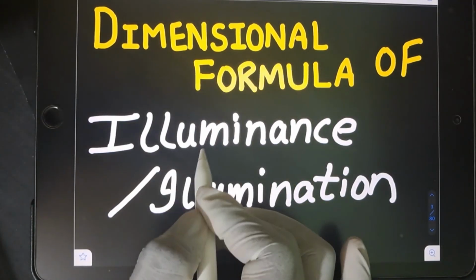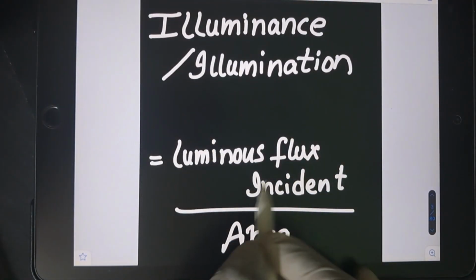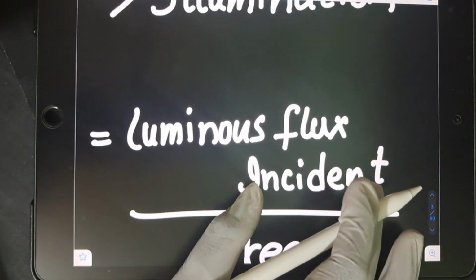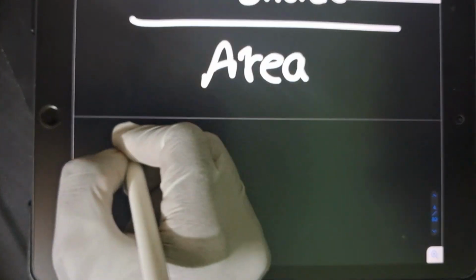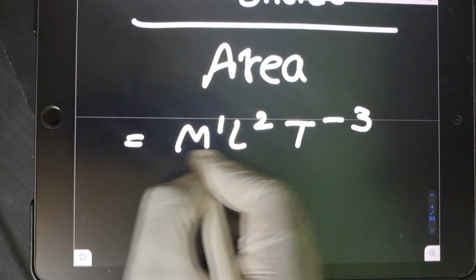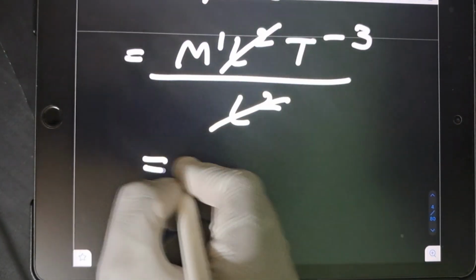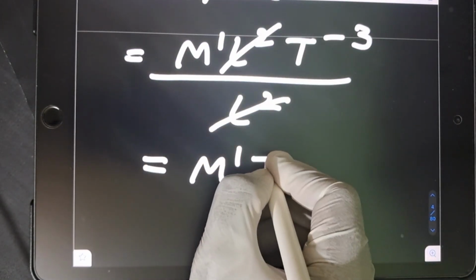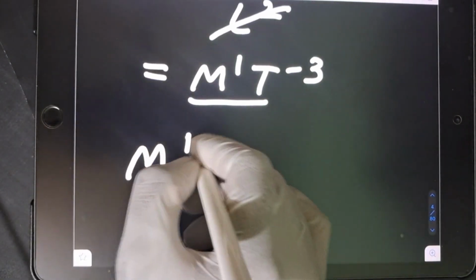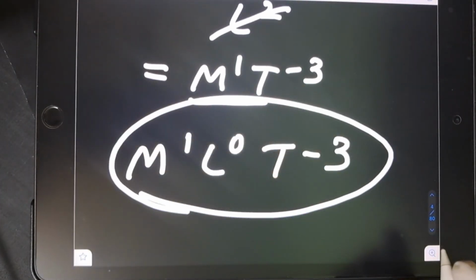To find the dimensional formula of illuminance or illumination, the formula is luminous flux incident by area. Luminous flux dimensional formula is M power 1, L power 2, T power minus 3. And area is length into breadth, so it is L square. On cancellation of length, we get M power 1, L power 0, T power minus 3. Here M power 1, L power 0, T power minus 3 is the dimensional formula of illuminance.